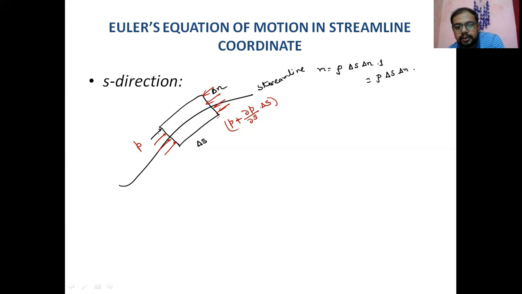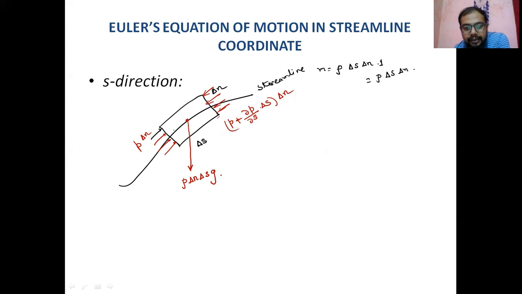So what is the force? Force is P into del N into 1. Here the force is into del N. So this is the surface force. What about the body force acting here? The body force is the weight. Weight is the mass into gravitational acceleration. So rho del N del S into g.